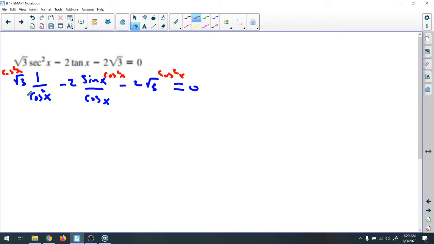So cosine square cancels cosine square, and square root of 3 is left, minus cosine square cancels cosine, and cosine is left, so it will be 2 sine x cosine x. Good. Minus cosine square times 2 square root of 3, so it will be 2 square root of 3 cosine square of x equals 0. Okay, it looks better now. No fraction, just sine and cosine.